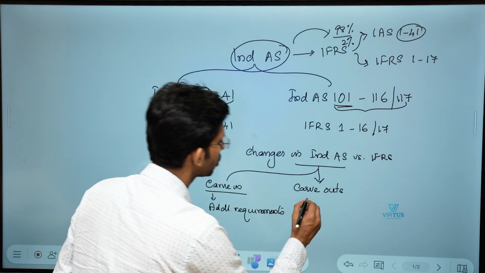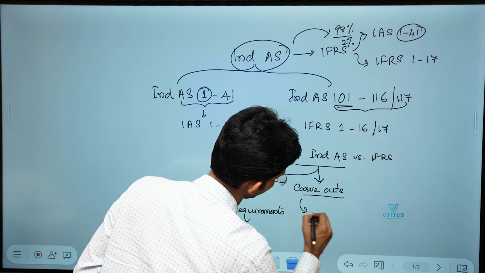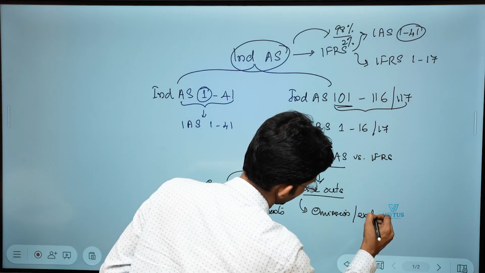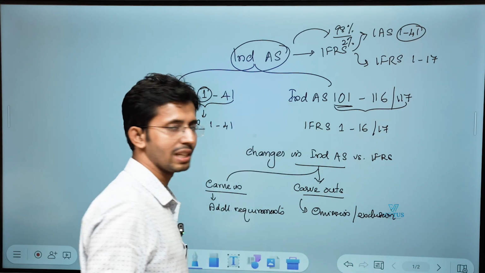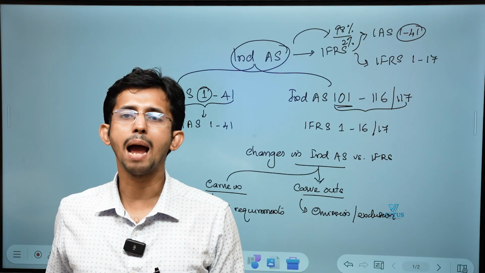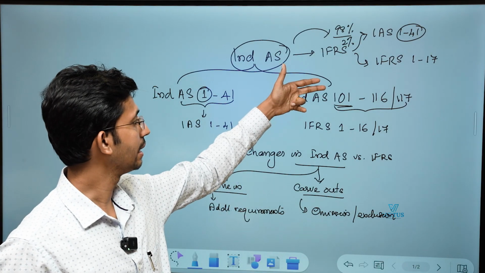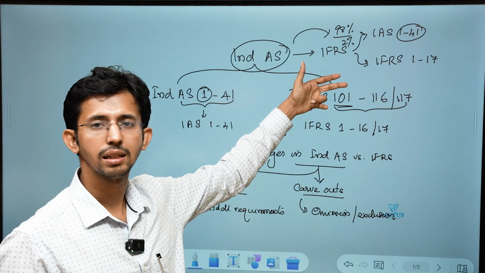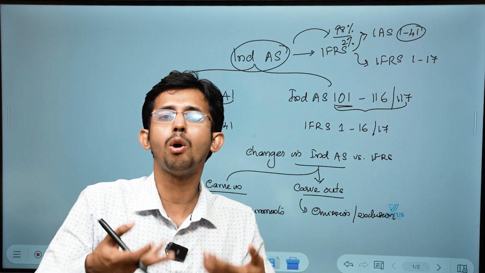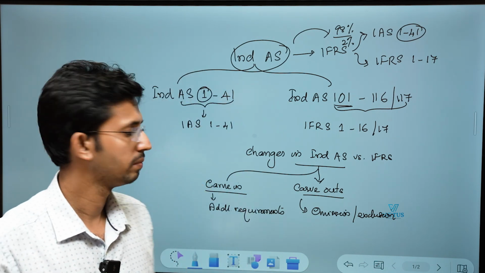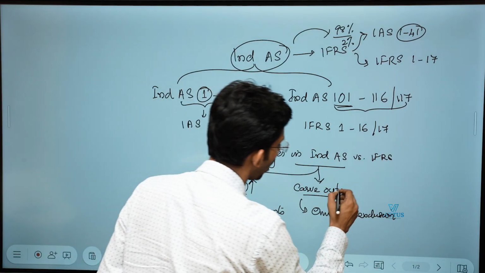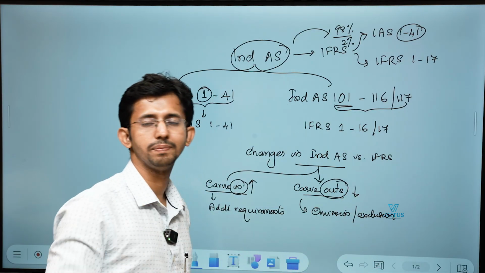Similarly, what are carve-outs? Carve-outs refer to omission or exclusion of certain requirements. There were certain requirements applicable in the International Accounting Standards, but when it came to IND AS, these requirements were omitted or deleted. So that is carve-out. Carve-in, it came in. Carve-out, it went out.